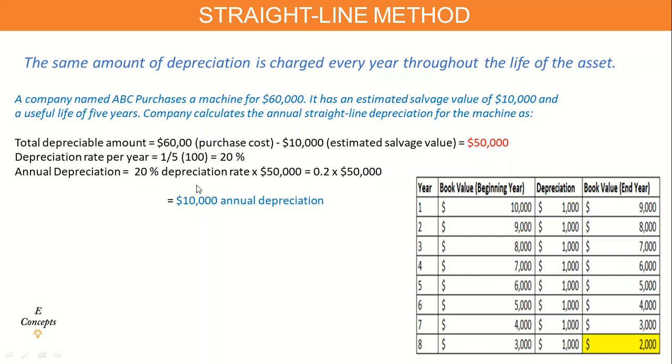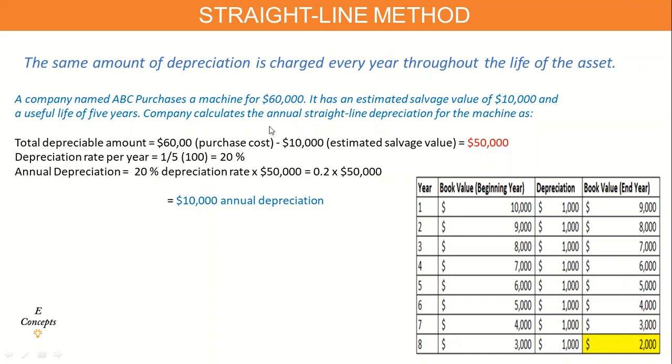Here we have a very simple example. A company named ABC purchases a machine for $60,000. It has an estimated salvage value of 10,000, meaning after its useful life. What is its useful life? That is 5 years. After 5 years, it has an estimated salvage value of 10,000 in the market, or its financial position is 10,000. It has reduced from 60,000 to 10,000.